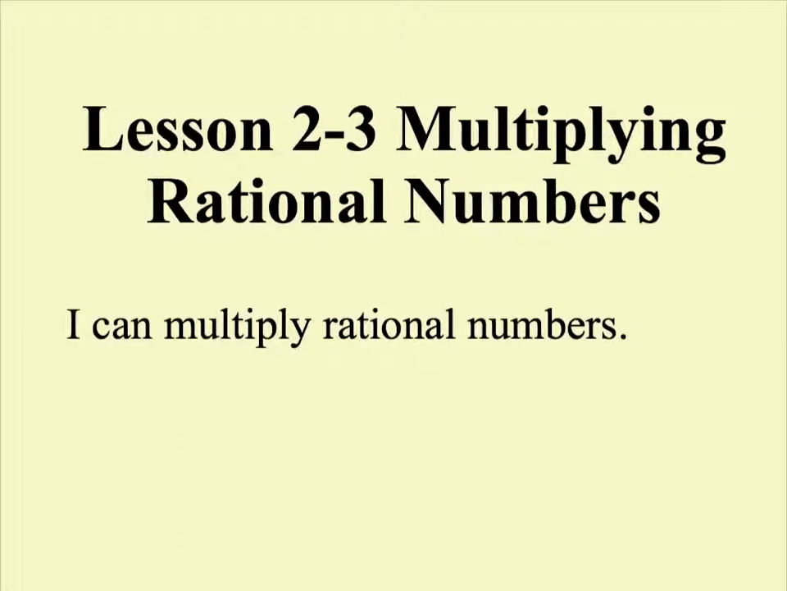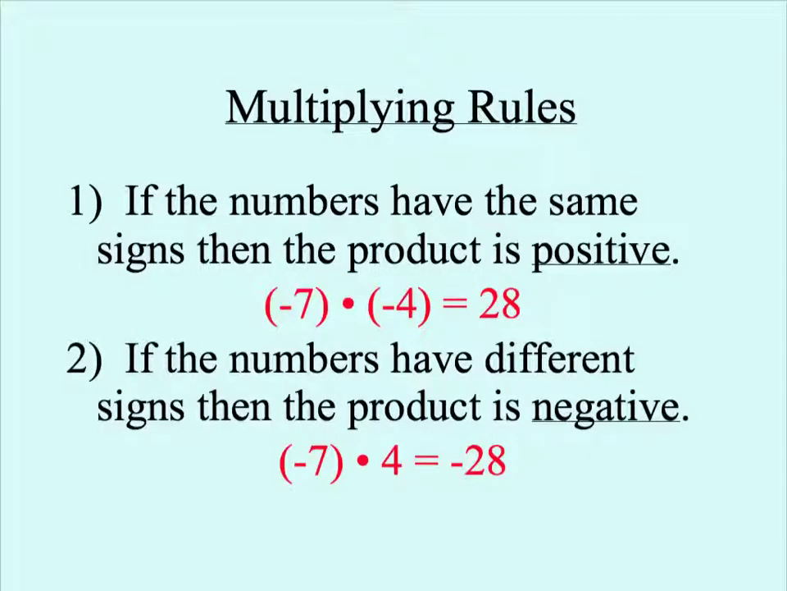In this lesson, you will learn about multiplying rational numbers. Okay, so there are a couple of rules for multiplying. In order to get a positive number, a negative times a negative will be a positive, okay? Notice here that there are two numbers, which is an even amount, okay?